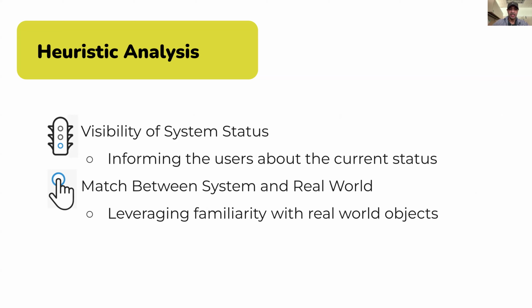It's also important to always have a match between the system and the real world. A good example is if you have a home button on your website, make sure that it goes to the home page rather than some obscure page. So always try to associate real world objects with your digital interfaces. It takes that cognitive load off of the user, and they can easily know what happens when they perform an action.